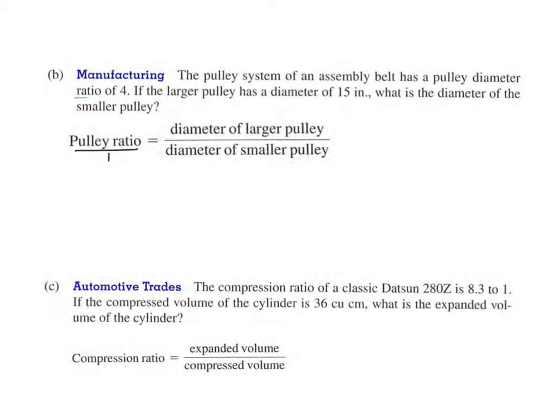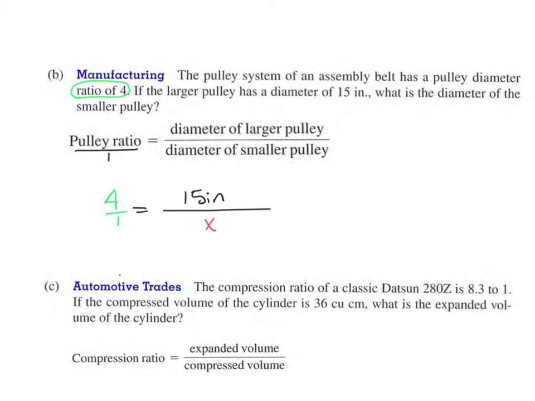They're telling us the ratio. That's 4. So this is 4 over 1 is equal to the diameter of my larger pulley. Let's see if they give that to me. The diameter of my larger pulley is 15 inches. So the 15 inches is going to go right here. What they're asking us to find is the diameter of the smaller pulley. So I can write S for smaller, I can put P for pulley. It doesn't matter. Generically, I'm just going to put X.